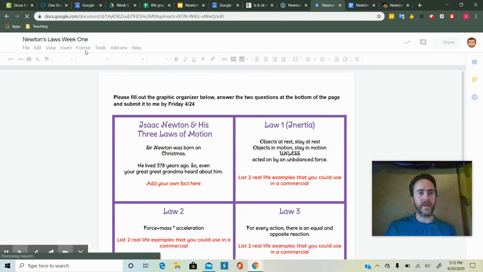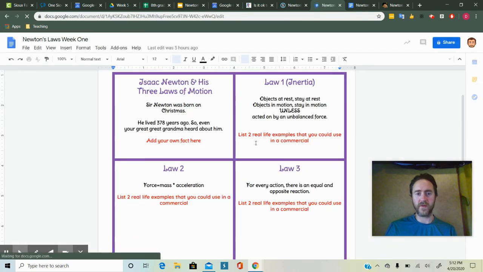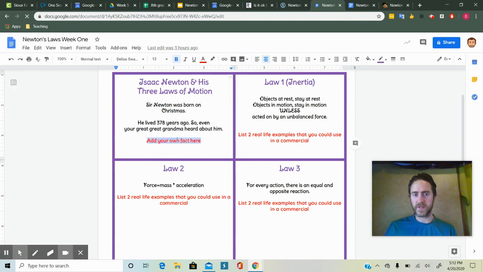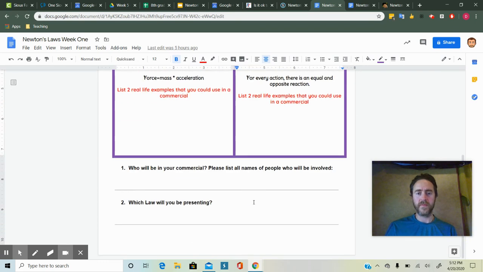So by the end of this week, I want you to just fill in this little graphic organizer, add your own fact about Sir Isaac Newton here, list 2 real-life examples of each law, and then tell me who's in your commercial and what law you will be presenting. That is it.